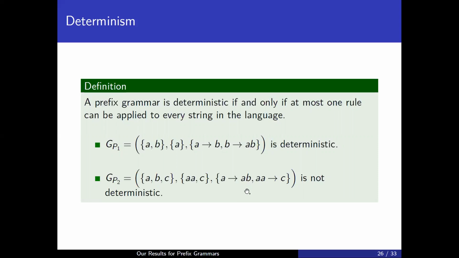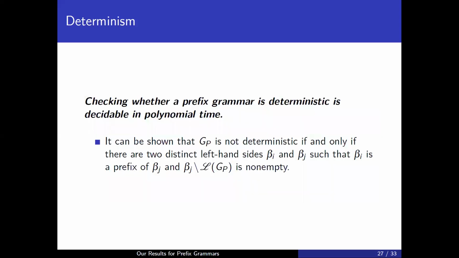And so what we need to do is say, can we check if a prefix grammar is deterministic in polynomial time? And here the answer is yes. So what it boils down to is checking if we have two left-hand sides, if one is a prefix of the other, and if that larger left-hand side is productive or non-empty. And so we can do that in polynomial time.